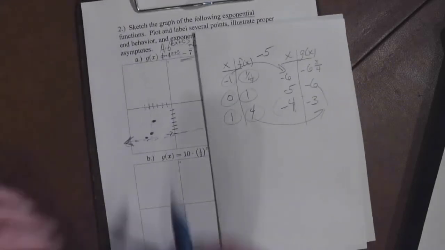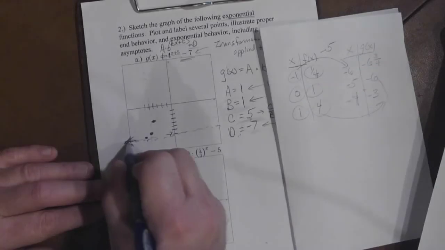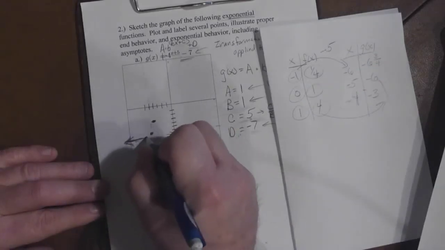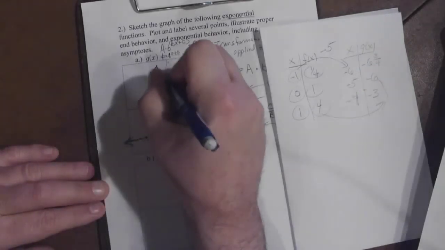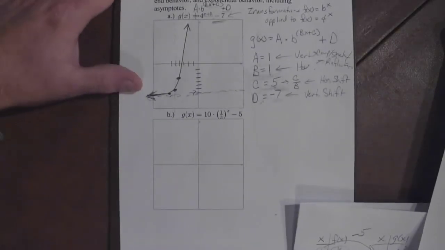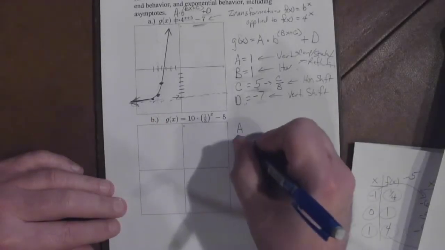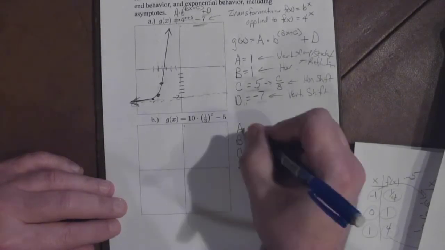So now if I know my graph is going to end down here and pass through those 3 points and illustrate exponential growth, there is my exponential function. Right? That is what it looks like. Right? We can do the same thing down here. Right? Doing the same thing down here, right? We can look for our values of A, B, C, and D.